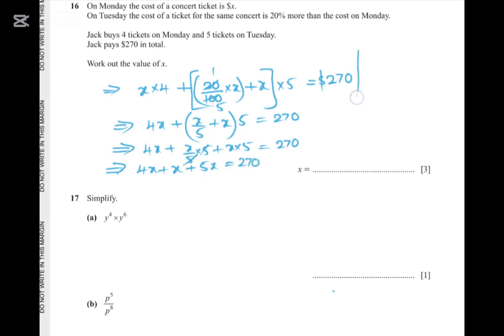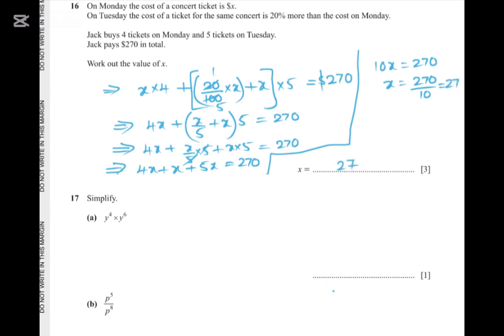Now 4x plus x plus 5x, all these three if I add, I get 10x. 10x is equal to 270. X is equal to 270 divided by 10, which is 27. So x is 27.